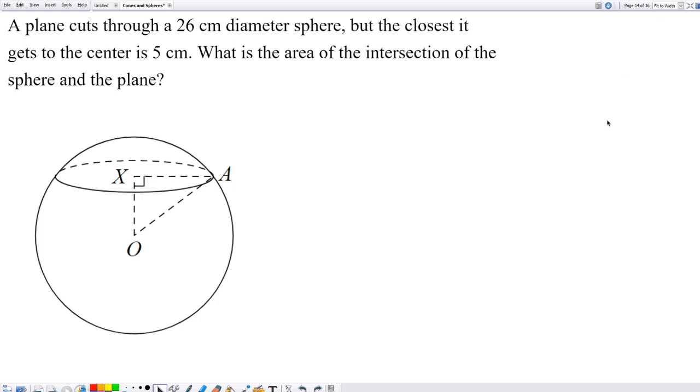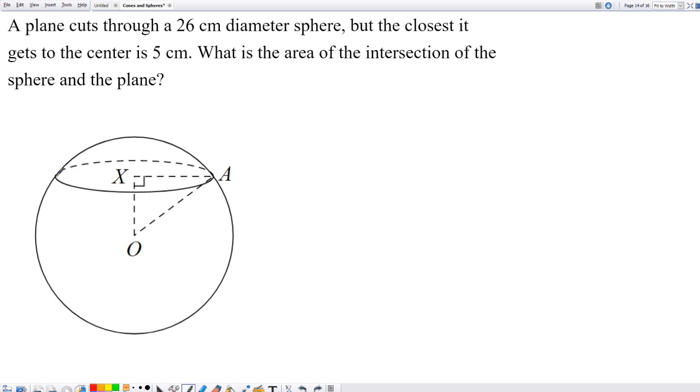Hello again. So, our next problem states that a plane cuts through a 26 centimeter diameter sphere, but the closest it gets to the center is 5 centimeters. What is the area of the intersection of the sphere and the plane? So, this diagram represents what's going on.